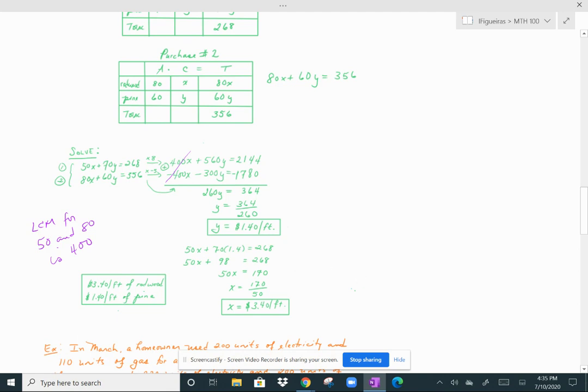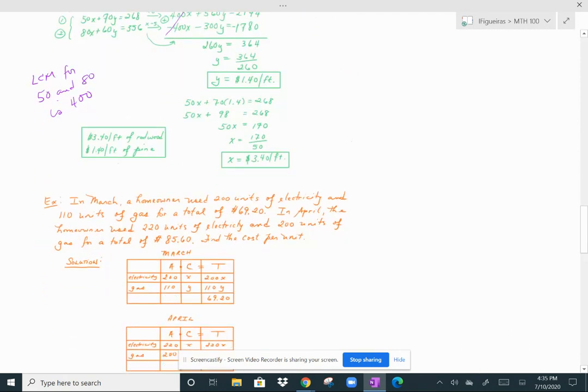Divide by 50. And again, express it in dollars and cents. You get $3.40 per foot. So your answers are here in the box. $3.40 per foot of redwood, that was your X, and $1.40 per foot of pine, that was the Y value.